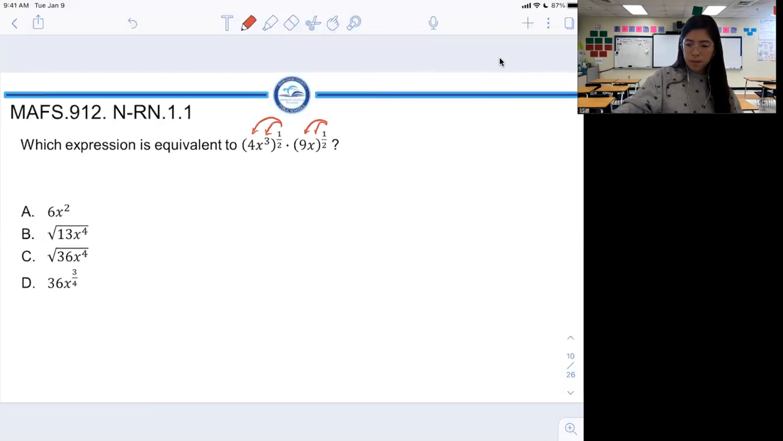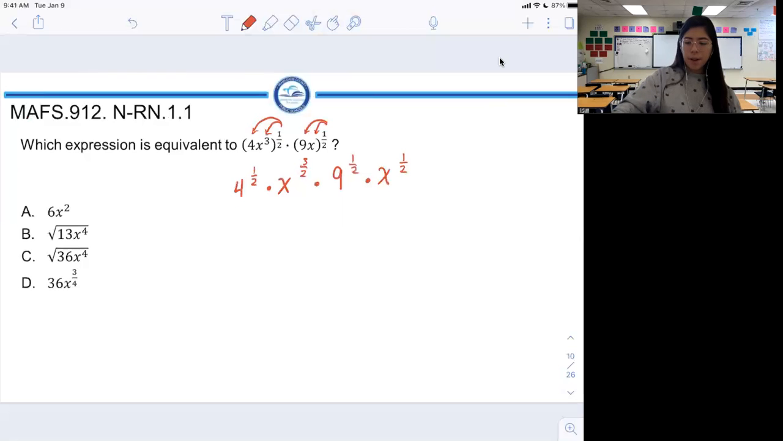So 4 to the power of 1/2 times x to the power of 3 times 1/2 is 1.5. But we're going to keep things as fractions. We don't use decimals. 3 over 2. 9 to the power of 1/2 and x to the power of 1/2.